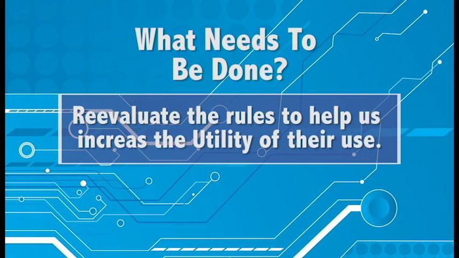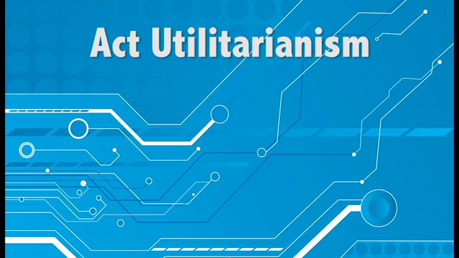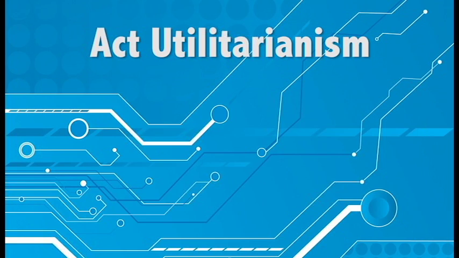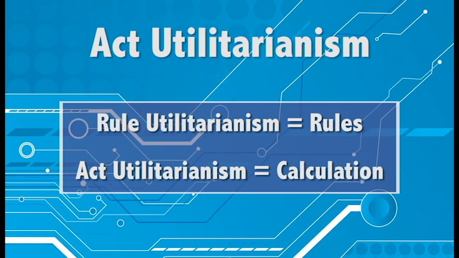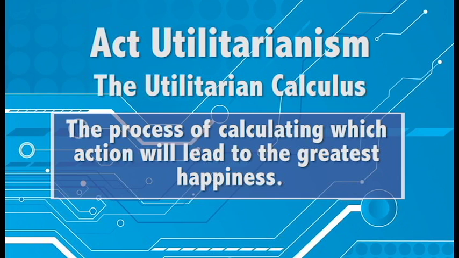The next idea we are going to cover is act utilitarianism. Act utilitarianism is based on maximizing the total amount of happiness in the world. Each ethical decision is based on a calculation that is intended to measure the outcome of happiness. This is different from rule utilitarianism because each action is calculated rather than assigned a rule. The utilitarian calculus is the process of calculating which action will lead to the greatest happiness.